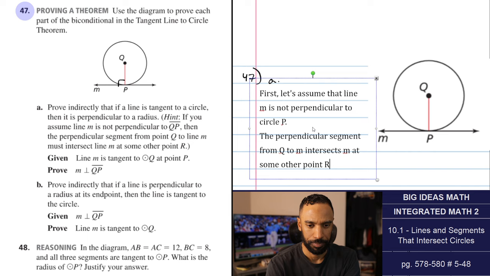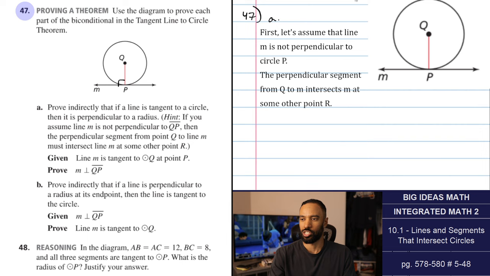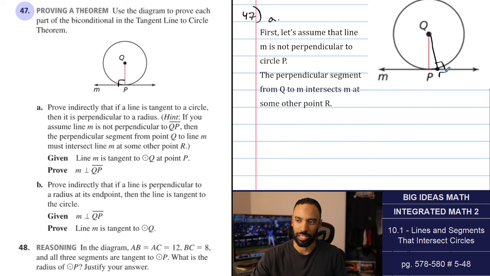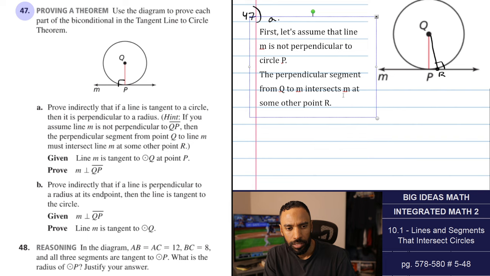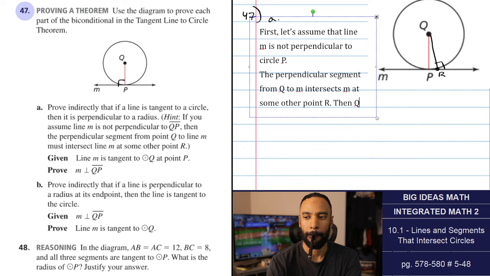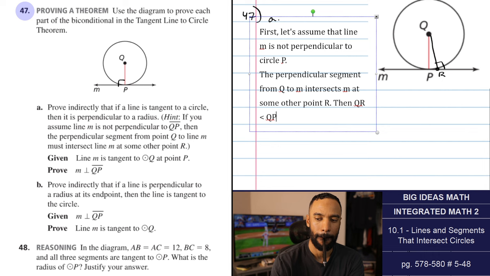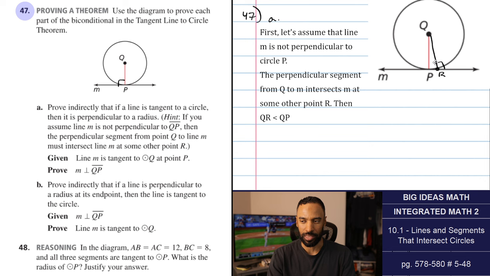So if it's not perpendicular, then it does have to intersect at some other point. So if these aren't perpendicular, then there's another point R here that would be perpendicular, right? Just pretend that's the perpendicular one. Then QP would have to be longer than QR, because QR should be the shortest one. Sorry, then QR would be less than QP in that case. If QR is truly perpendicular, QP should actually be longer. I know in this drawing it's not, because I had to slant this thing over. QR would be less than QP.